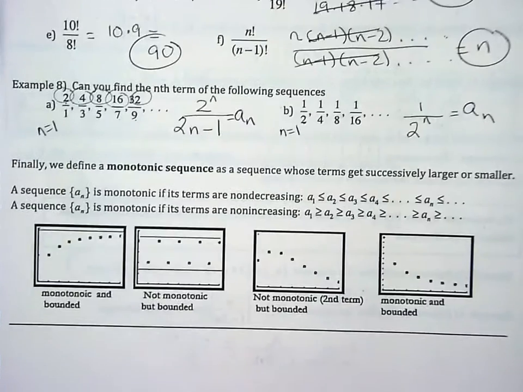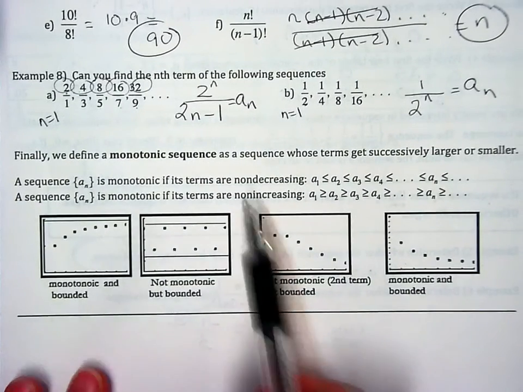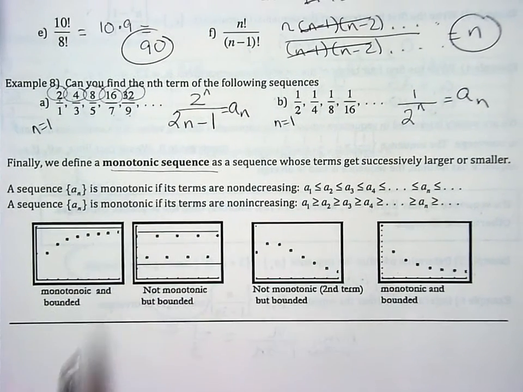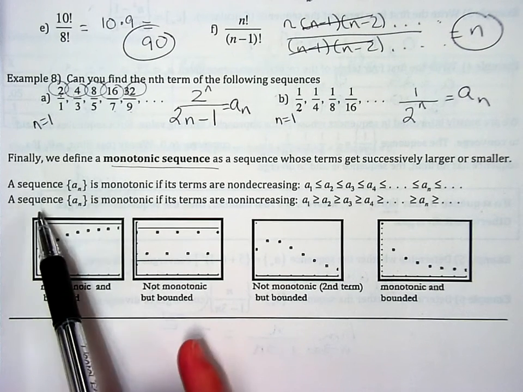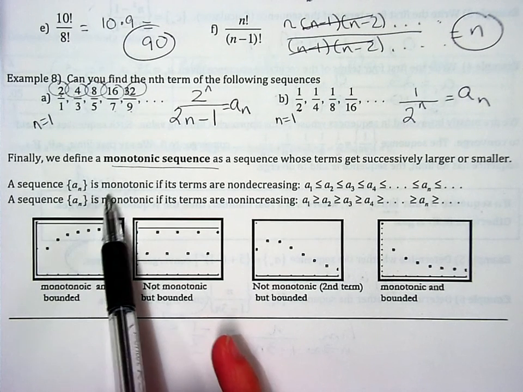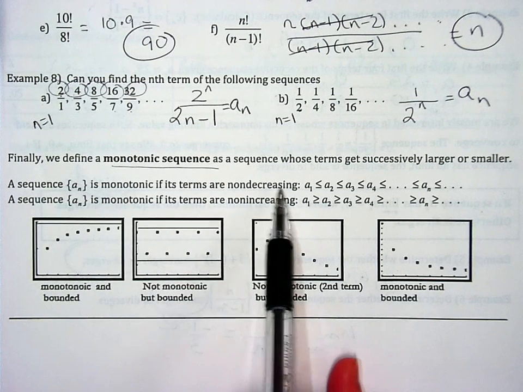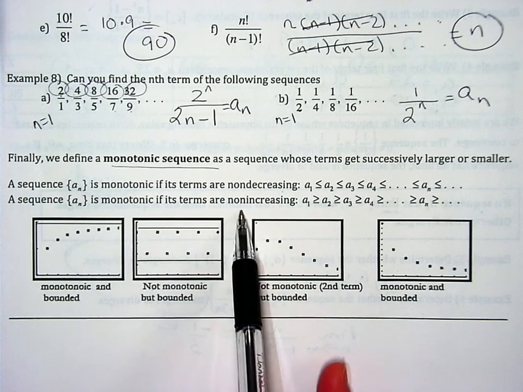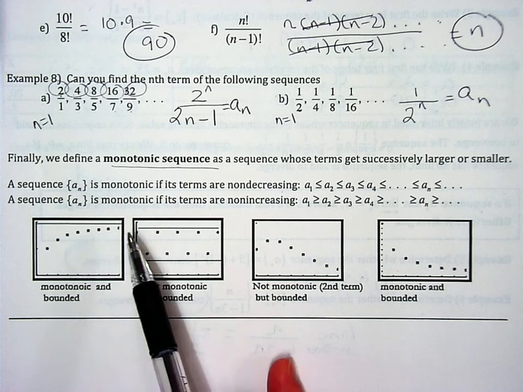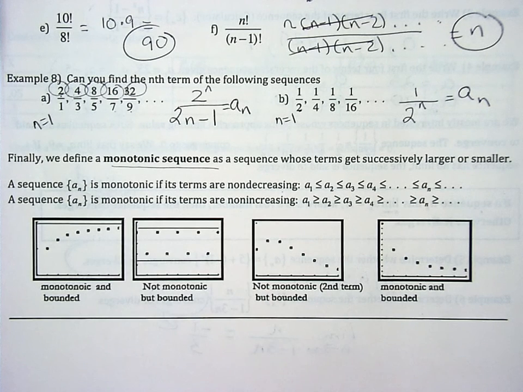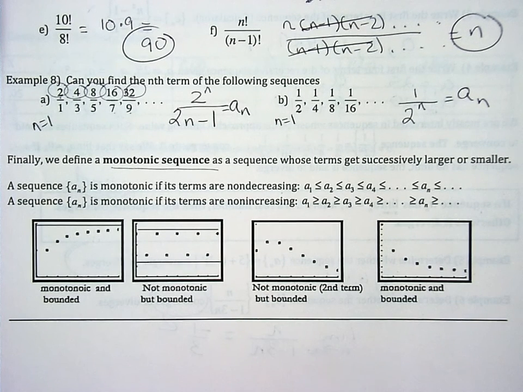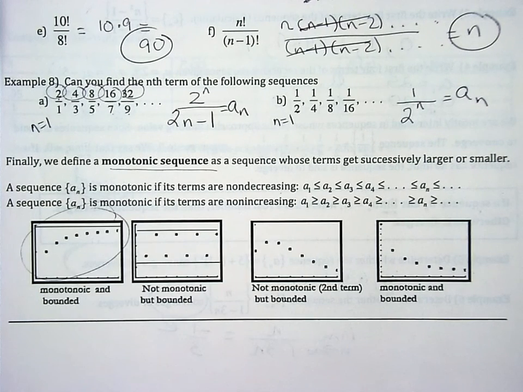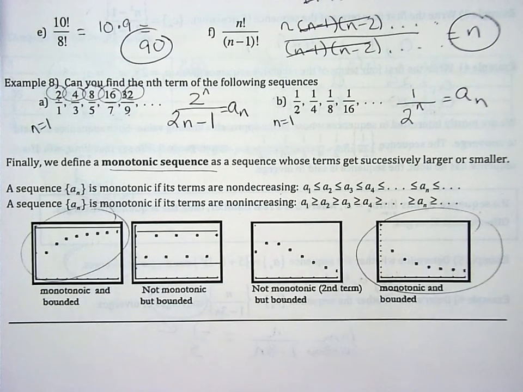Okay. The last thing I want to talk about is what's called a monotonic sequence. This is a vocab word. A monotonic sequence is a sequence whose terms are non-decreasing or non-increasing. All that means is the values are staying the same or always going up, or the values are staying the same or always going down. So this would be considered a monotonic sequence. This would be considered a monotonic sequence.